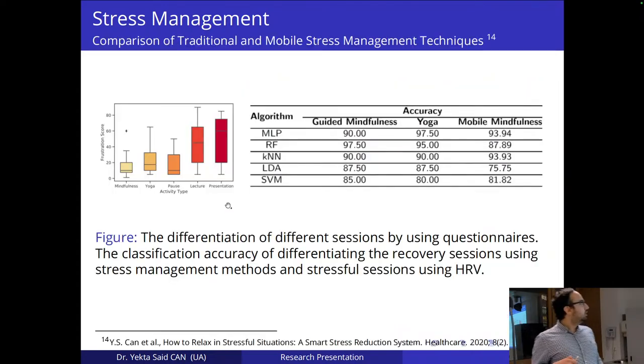So when we look at the self-reports and biosignals, we can clearly distinguish the stress management sessions from the other sessions. So we can see their success in both self-reports and biosignals.